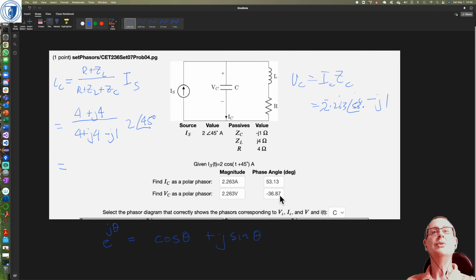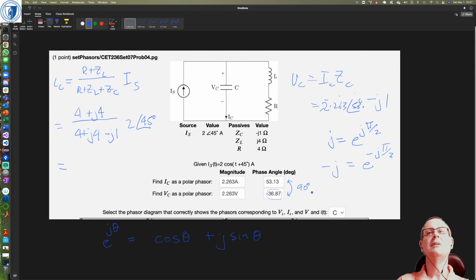So J is equal to e to the j pi on 2, right? So minus j, I think it's going to be e to the minus j pi on 2, right? So we want to subtract, the phase difference here is pi on 2 or 90 degrees. That's what the VC is.